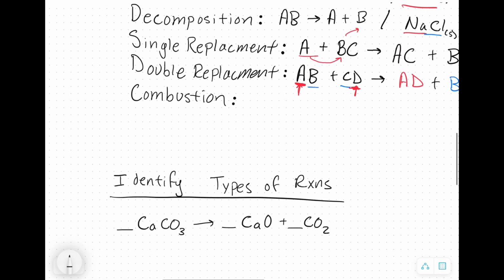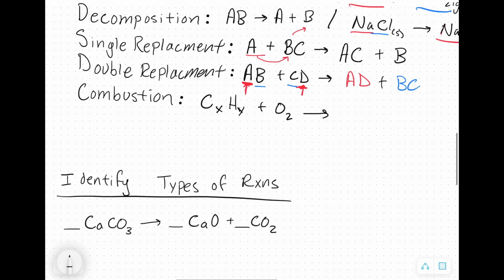And finally, for combustion. For our combustion reaction, the general formula is CxHy. If that is in the presence of oxygen, and we add a little bit of heat, that's going to combust and form carbon dioxide and then water. Both of these should be in the gas phase.